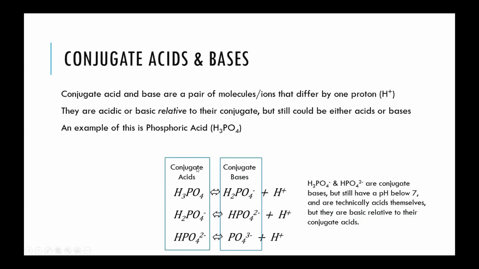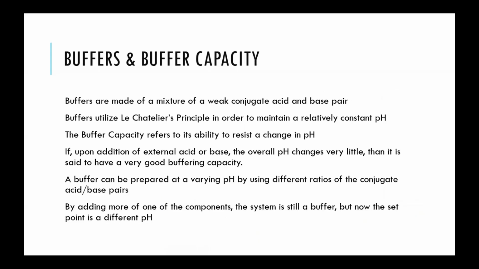A conjugate acid will lose 1 proton, and then that will be the conjugate base. The conjugate base is capable of adding 1 proton to become the conjugate acid. And all of these are in equilibrium, so they can move back and forth. And there are a lot of different conjugate acid-base pairings that play a very critical role in the preparation of buffers. Buffers themselves are a mixture of conjugate acid-base pairs.